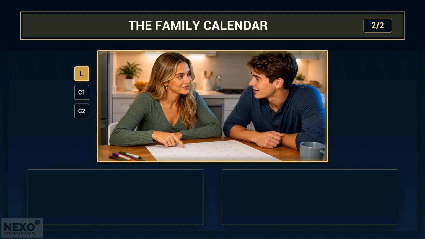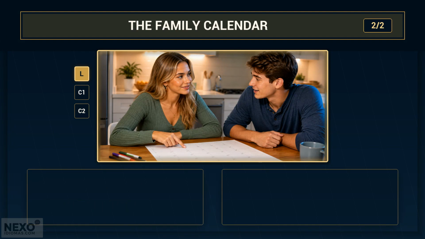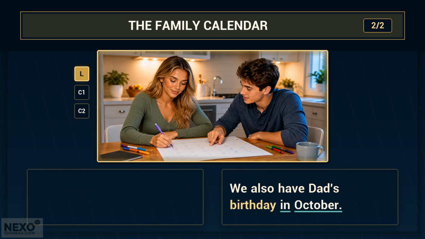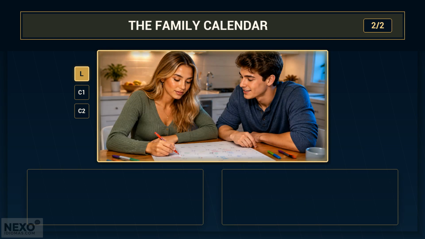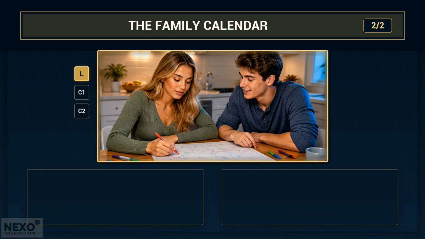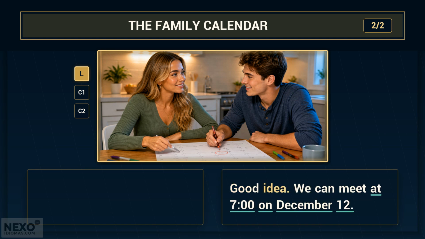Let's add our birthdays to the family calendar. My birthday is in February. Mine is on May 6. We also have Dad's birthday in October. Yes, and Mom's birthday is on December 12th. We have many birthdays in the year. Let's plan a dinner in December. Good idea. We can meet at 7 o'clock on December 12th.